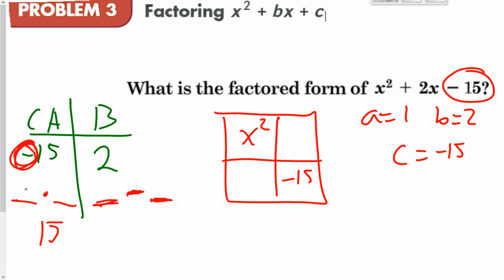So what times what is 15? Okay, so you can do 15 and 1. You can do 3 and 5. Let's do 3 and 5. So 3 times 5 is 15. This 15, we'll deal with in a little bit. But now do they subtract to 2?